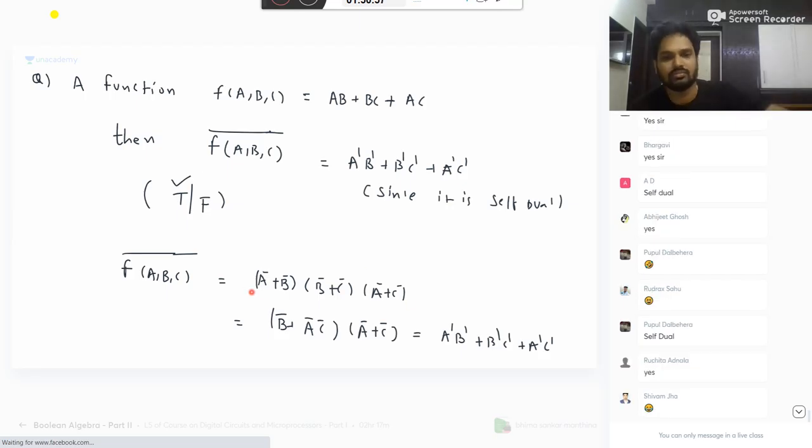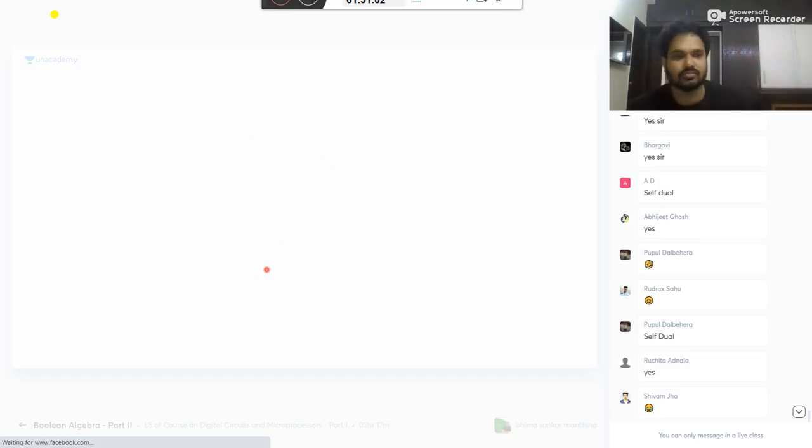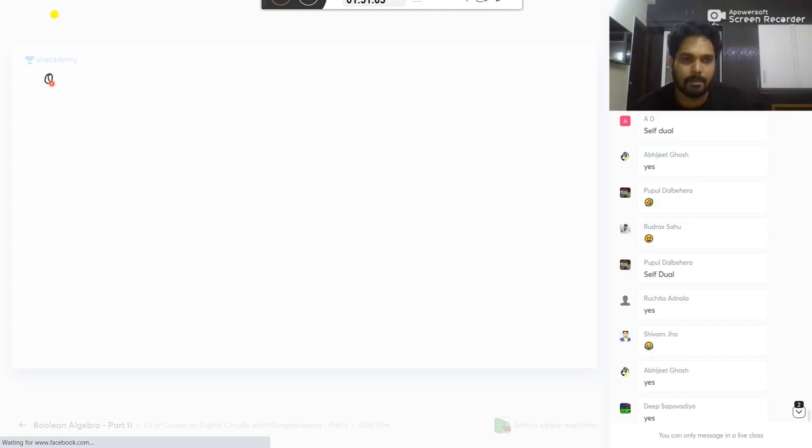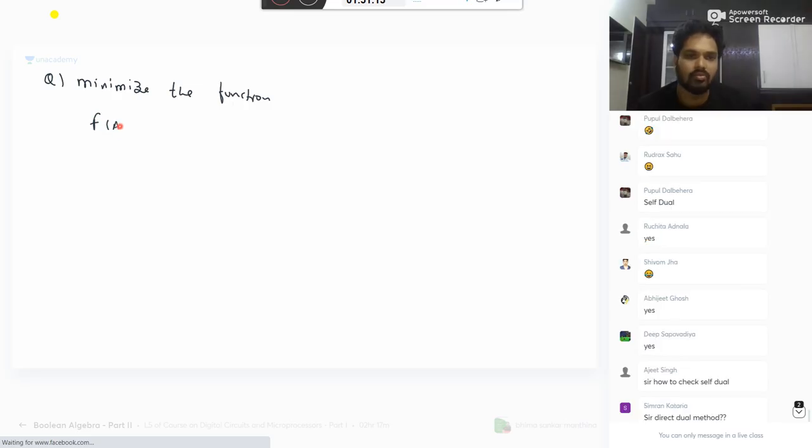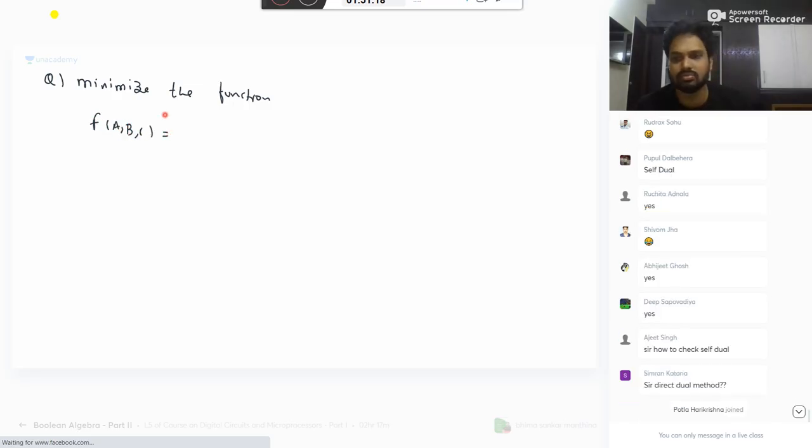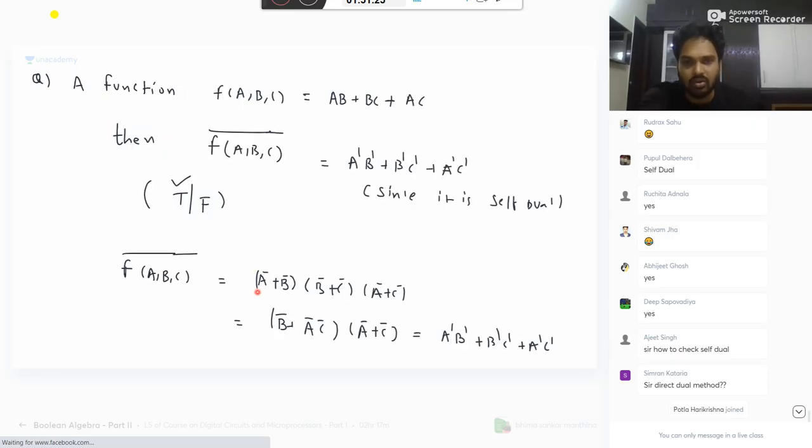So let's move to the next one. Ready? Okay. Yes, both methods will give the same answer. See, Simran, I find dual and take individual complement. Or directly I said because it is self-dual, individual complement is the same as whole complement. Both are the same.